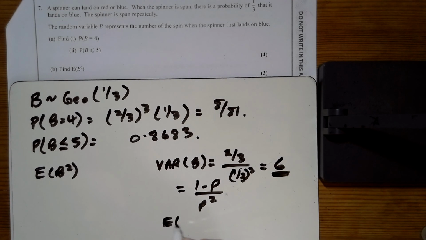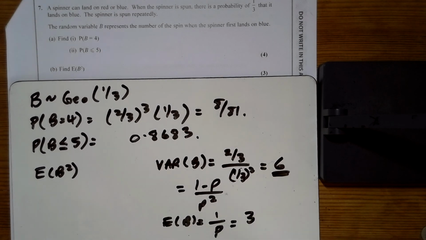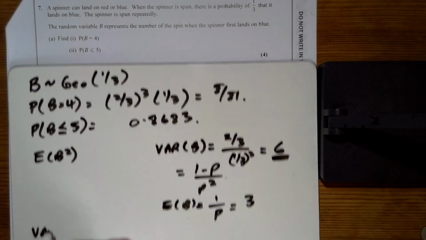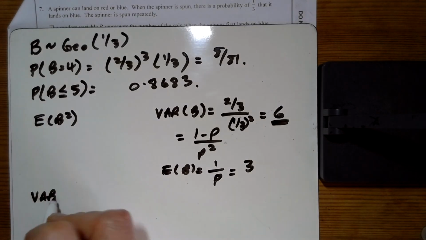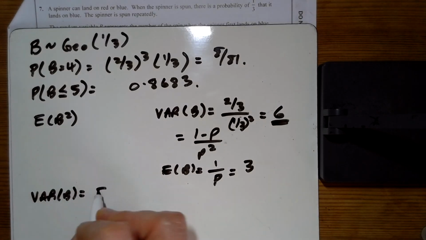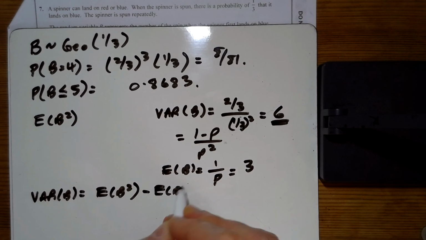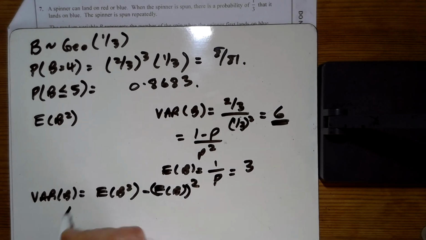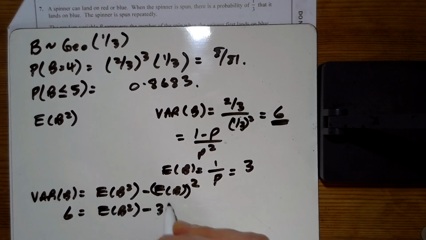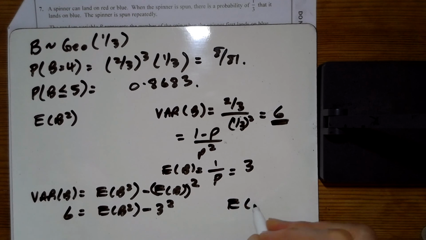The expected value formula is just 1 over P. So 1 over 1/3, which is 3. And now remembering your variance formula, the variance is equal to the expected value of that squared, take away the expected value of this squared. So 6 is E of B squared, take away 3 squared. And so the expected value of B squared is 15.